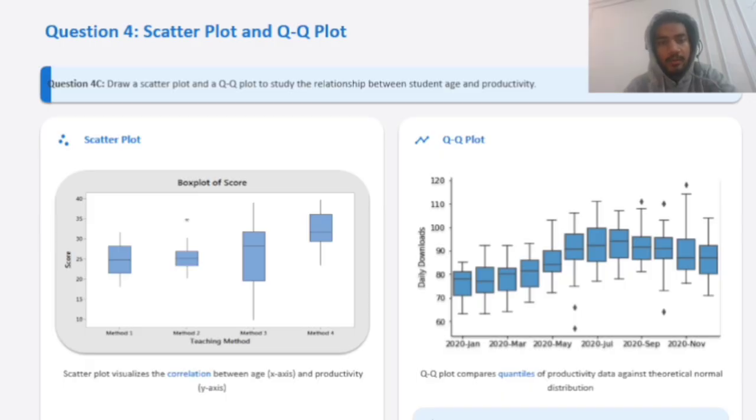For QQ plot interpretation, a QQ plot helps check if data follows the normal distribution. So our productivity values lie close to the straight reference line. This means productivity is approximately normally distributed. In summary, age shows moderate variation with slight right skewness, while productivity is more symmetric with lower variation. There is a weak positive relationship between age and productivity. Productivity aligns more closely with the normal distribution.